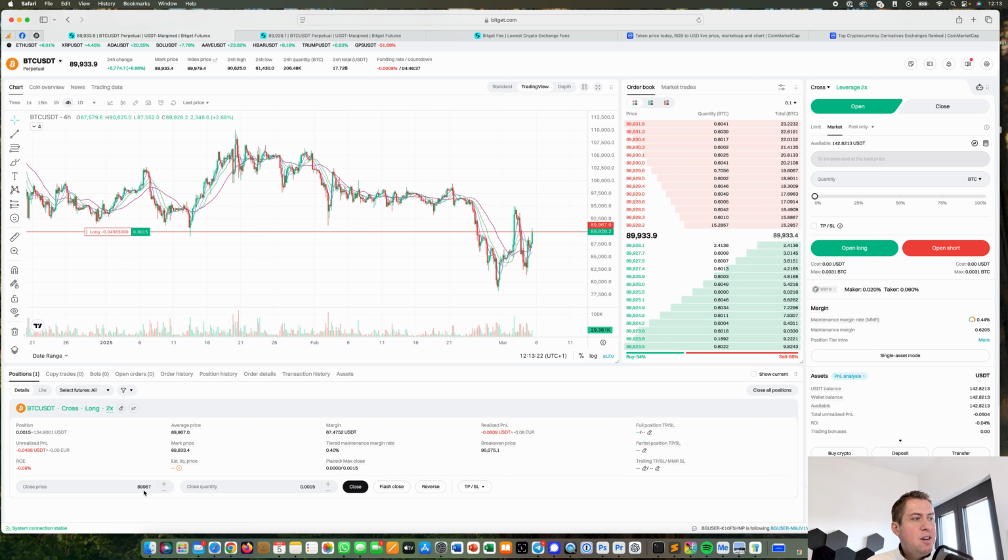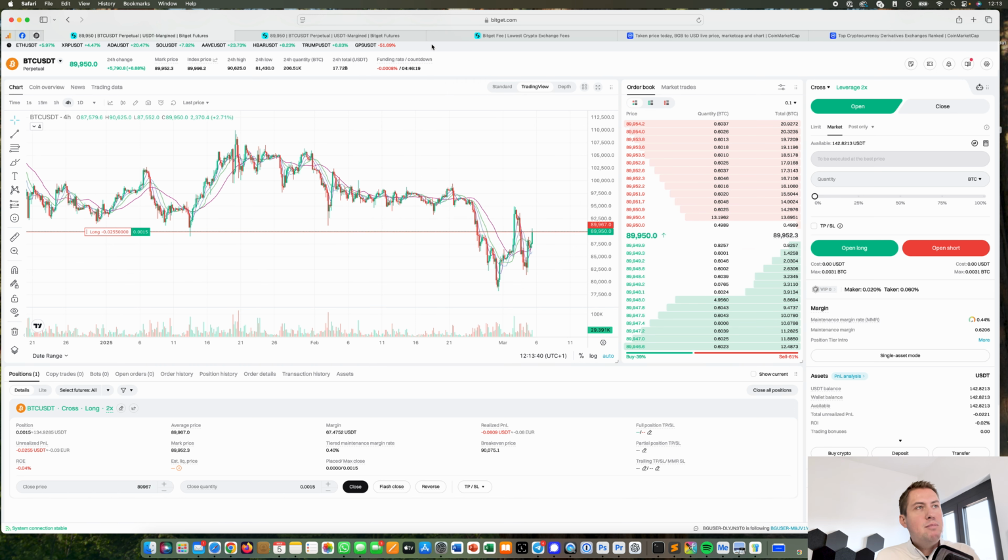And then you can basically select a price at which you want to close. So it's basically a limit order for closing, or you click on flash close or close all positions to close it immediately. And we will do that in a second.